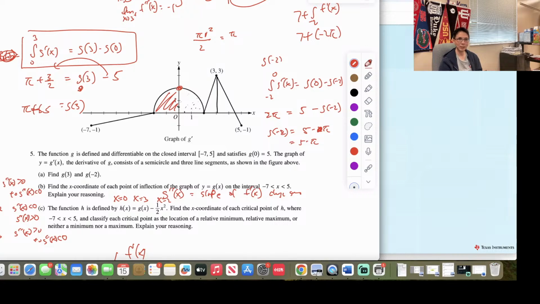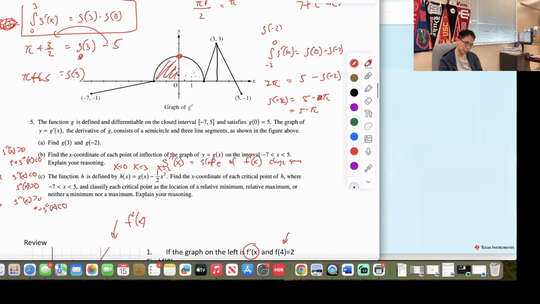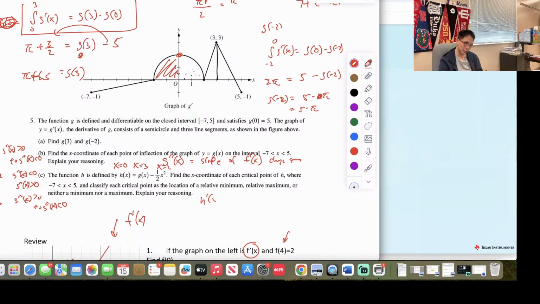That's it. Now for the last one: the function h of x is defined by h of x equals g of x minus 1/2 x squared. Find the x coordinate of each critical point. Critical point means h prime of x equal to 0. If I write that down, I probably get some points. h prime of x equals g prime of x minus x. Is that okay?